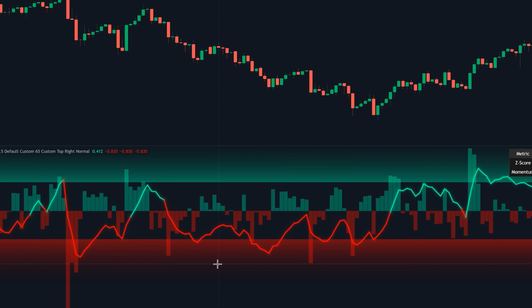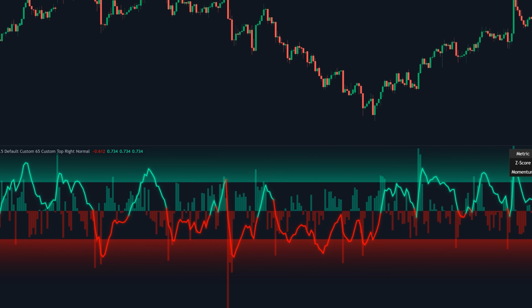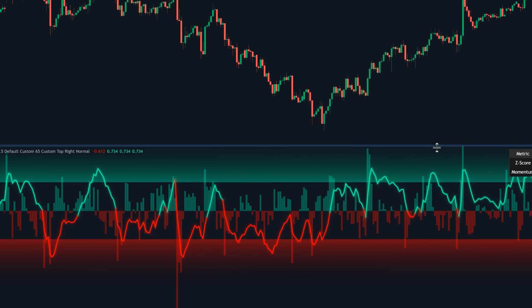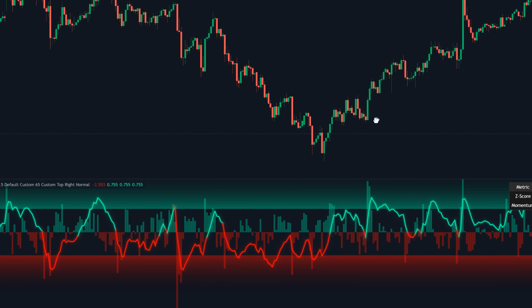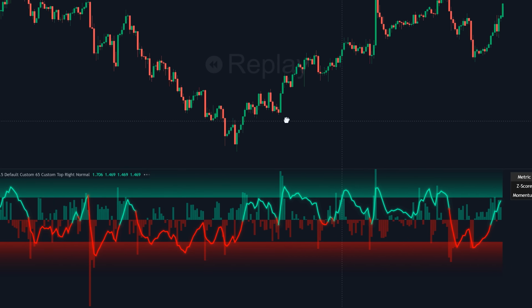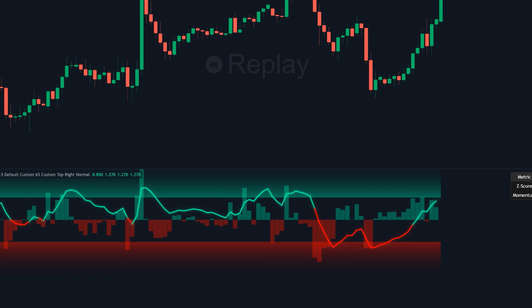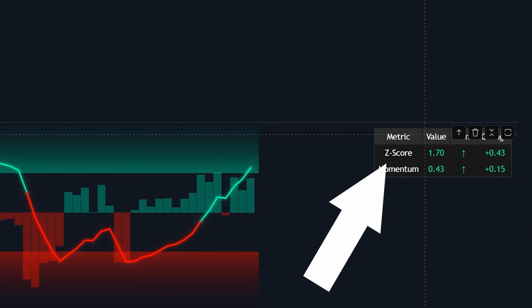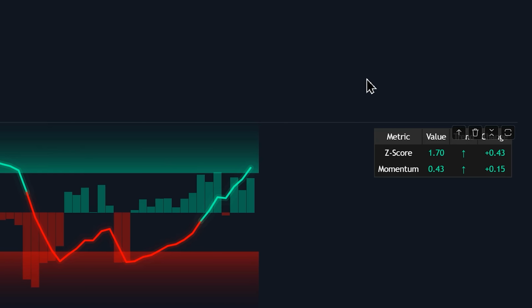And remember that confirmation feature we talked about in the settings? It's generally a good idea to wait for the price bar to close before acting on a signal from this indicator. This helps filter out some of the noise and can give you a more reliable picture of what's actually happening. You can also use the info table if you want to see the exact Z-score and momentum values for more detailed analysis or for managing your positions.